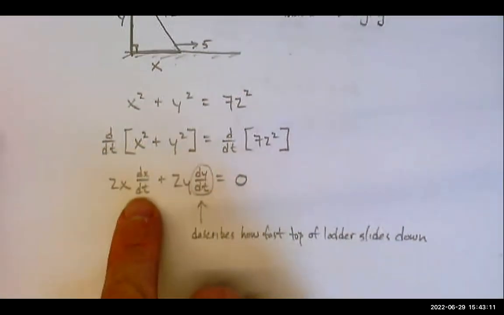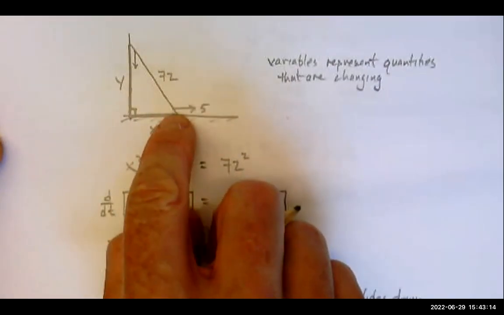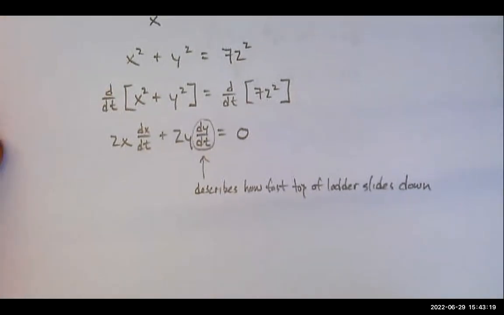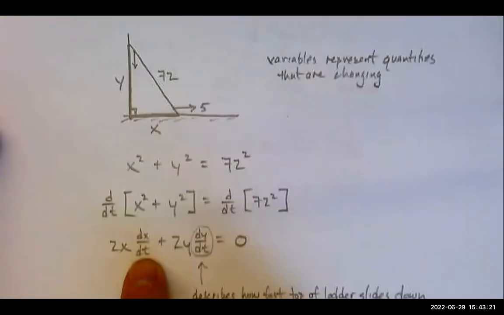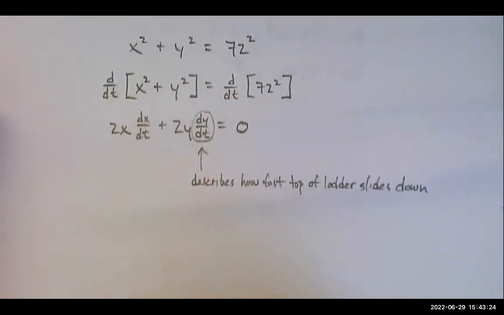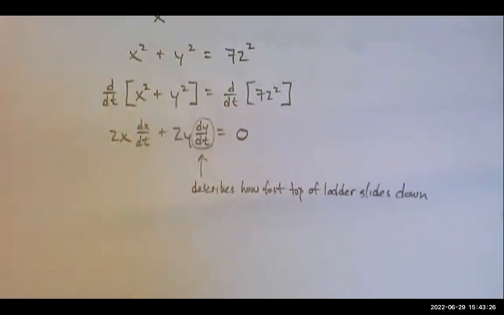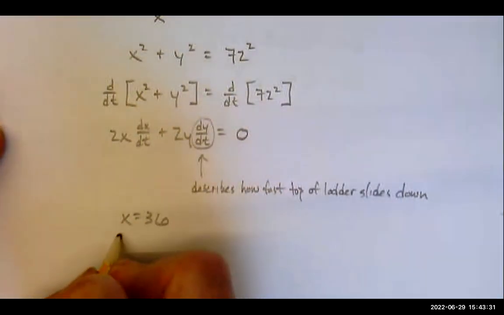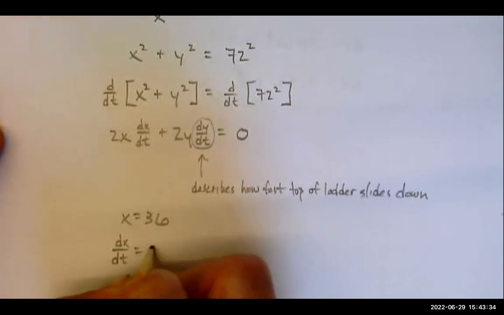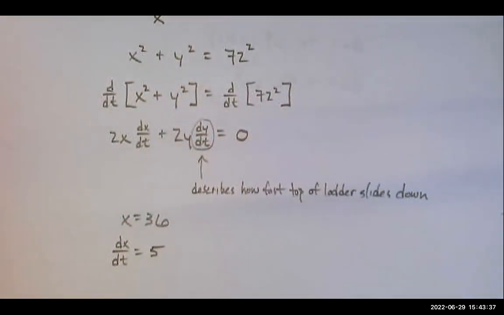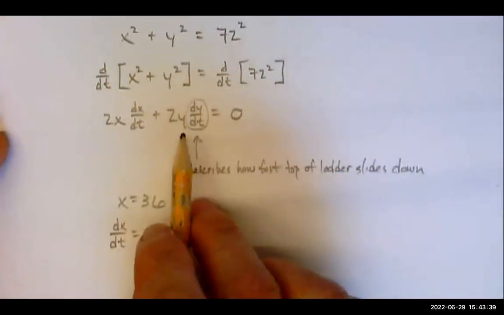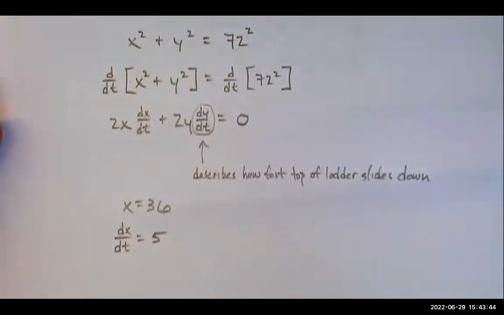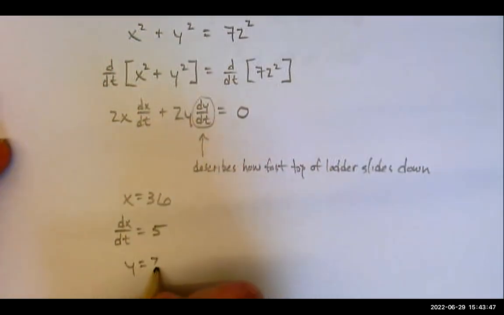The dx over dt tells us how fast the bottom of the ladder, the base of the ladder, is sliding out. Well, this is great. They tell us that value, right? It was 5 inches per second. We know x, the moment in question, is 36. Let's put these out. x will be 36. dx over dt will be 5 inches per second. Oh, you know what though? We can plug in values for x, we can plug in 5, but we don't know what y is going to equal. They didn't tell us that.